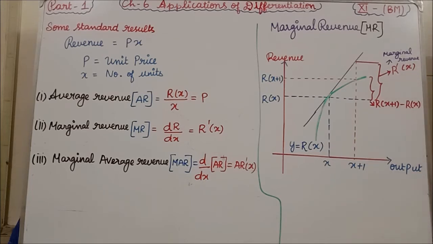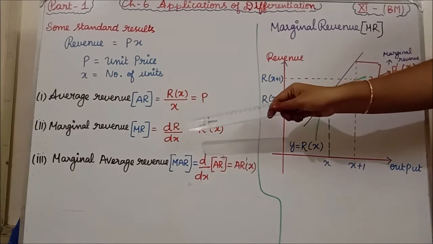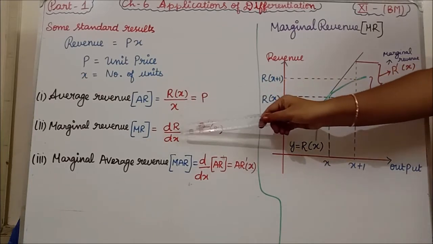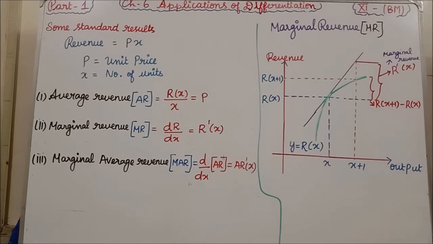When the word marginal comes, immediately you should think that you have to differentiate. So marginal revenue is nothing but R dash of X. You have to differentiate the revenue with respect to X, and that is R dash of X.